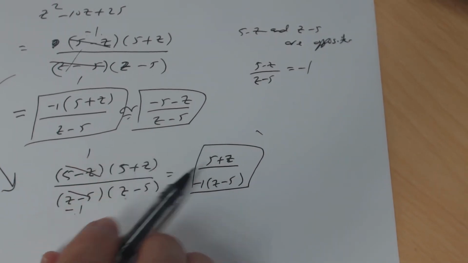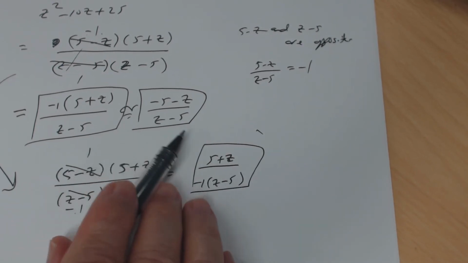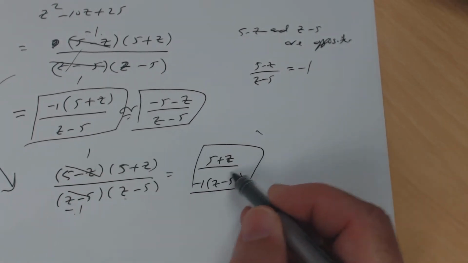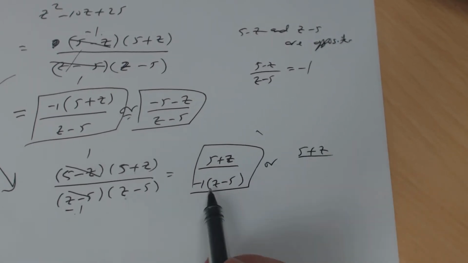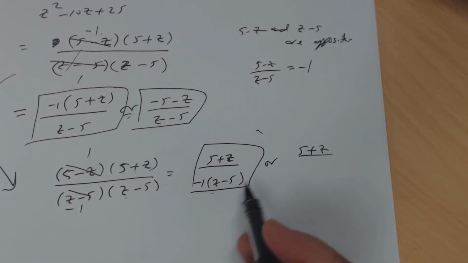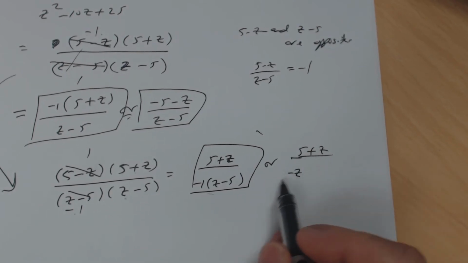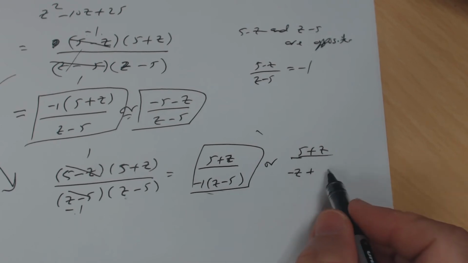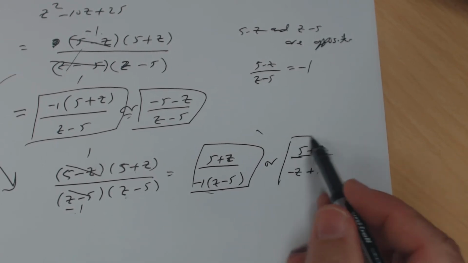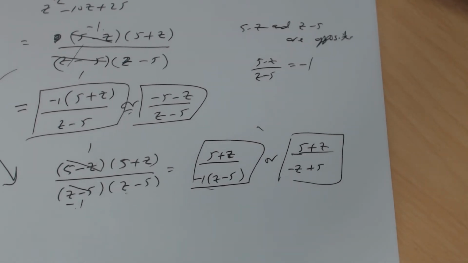So anything boxed is a correct answer. They're all equivalent. Or if I distribute, I would have 5 plus z as a numerator. Now if I distribute the negative 1, I get negative 1 times z is a negative z. And then negative 1 times negative 5 is a positive 5. So either one of those is fine.